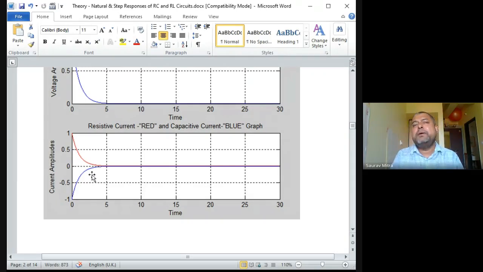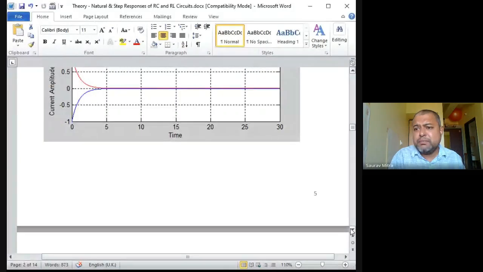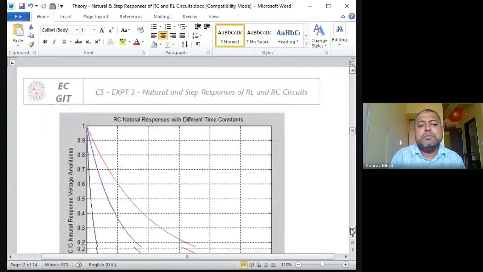So this is one thing you have to remember. As the capacitor voltage comes to zero, capacitor current will be increasing from negative to zero, and the resistive current is reducing from positive 1 to 0. Likewise, this red one is the resistive current, and the blue one is the capacitive current. Whatever data is being given to you, this file also will be forwarded to you. Do the graph through your Matlab and see every part of it in a very proper manner. Now this is one graph. There is a basic graph we have to generate, and then we will generate this graph.